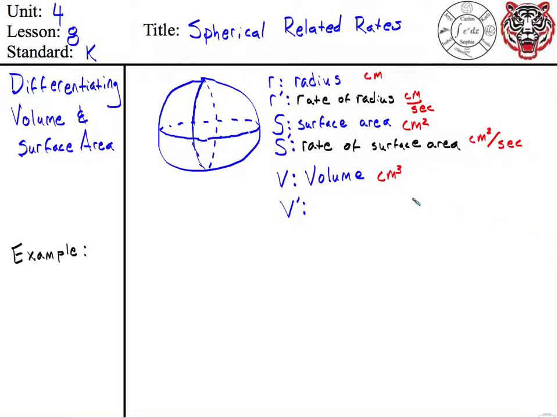All right. V prime, what is that? Rate of volume. Yeah, the rate of the volume. So usually when you see rate of the volume, it's like filling up a water balloon or something like that. And therefore units for V prime are going to be what? Centimeters cubed per time, yep, per second, we'll say. Exactly.